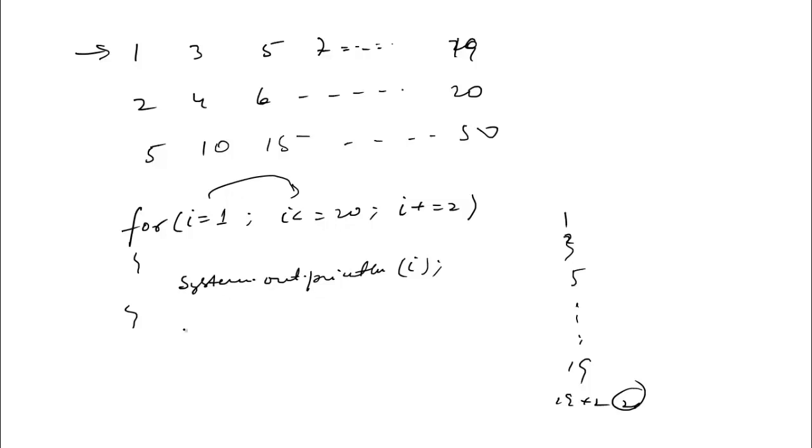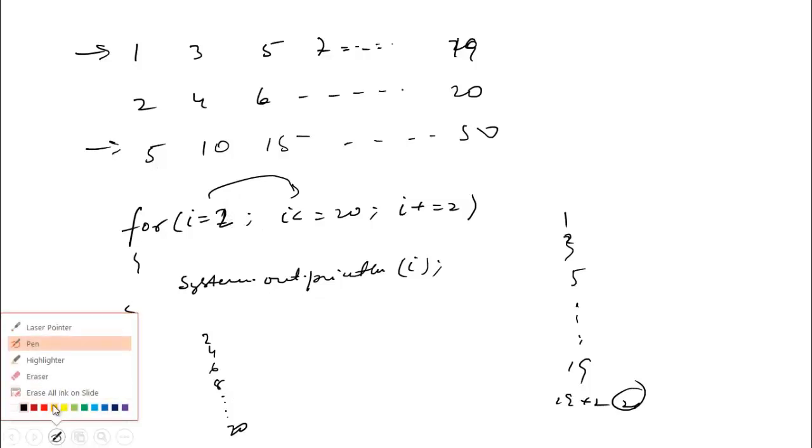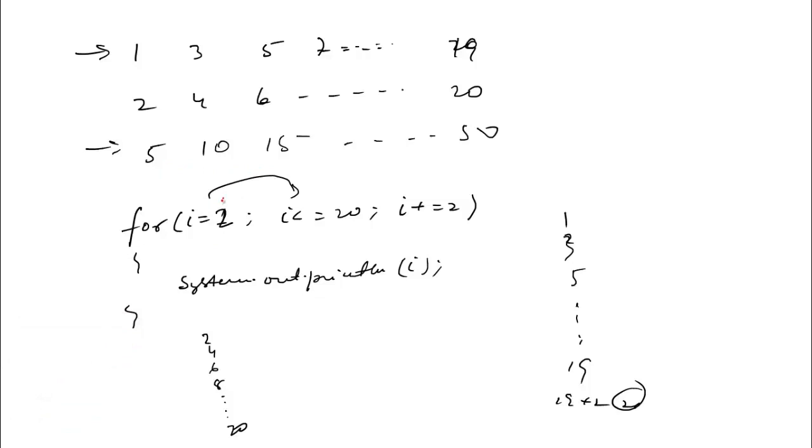Let's see another example. If I put 2 instead of 1, it will print 2 4 6 8, like this, till 20. If I want to print 5 10 15, I have to start with i equal to 5, and then increment i += 5, and the limit will be 50. So changing the values changes the output itself.